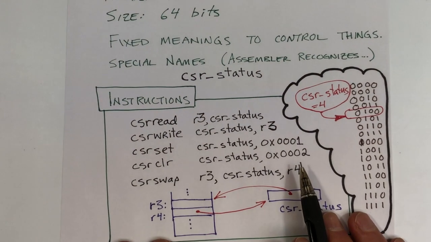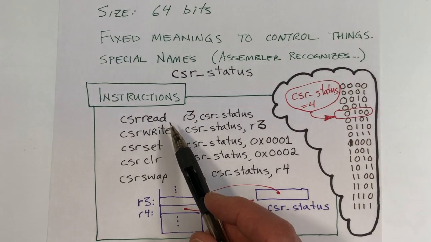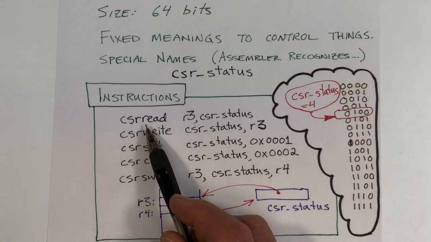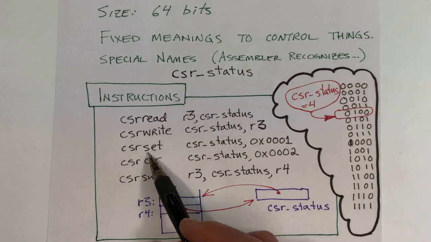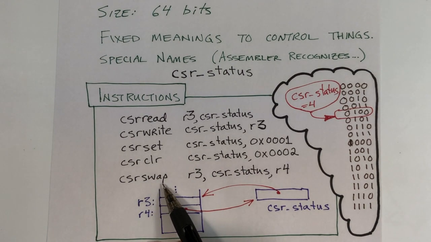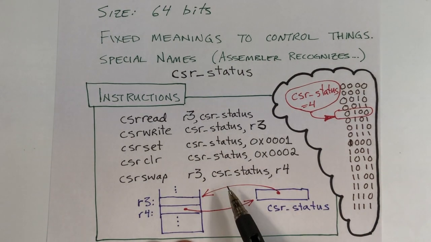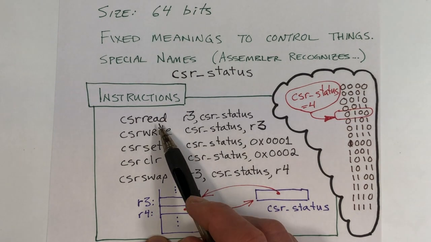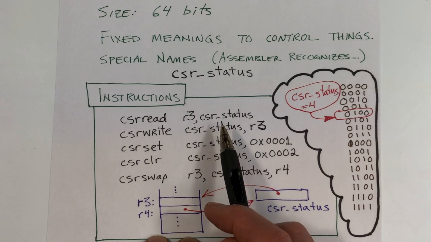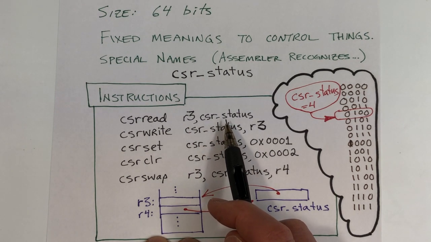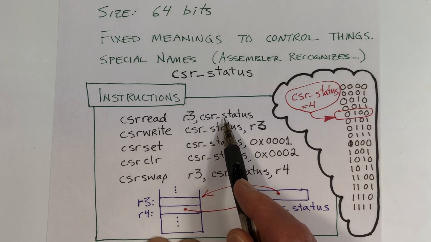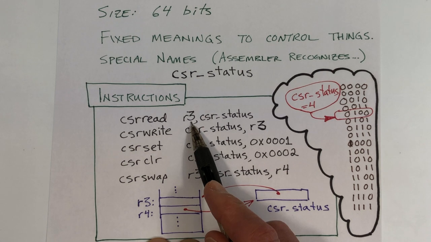Here are the instructions that we use to directly access the status registers. We have an instruction CSR read, write, set, clear, and swap. These instructions are encoded using the formats that we've seen before. Let's take a look at the read instruction here. It can move a value from any CSR into a general purpose register. In this example, we're moving the value in the status register into register 3.